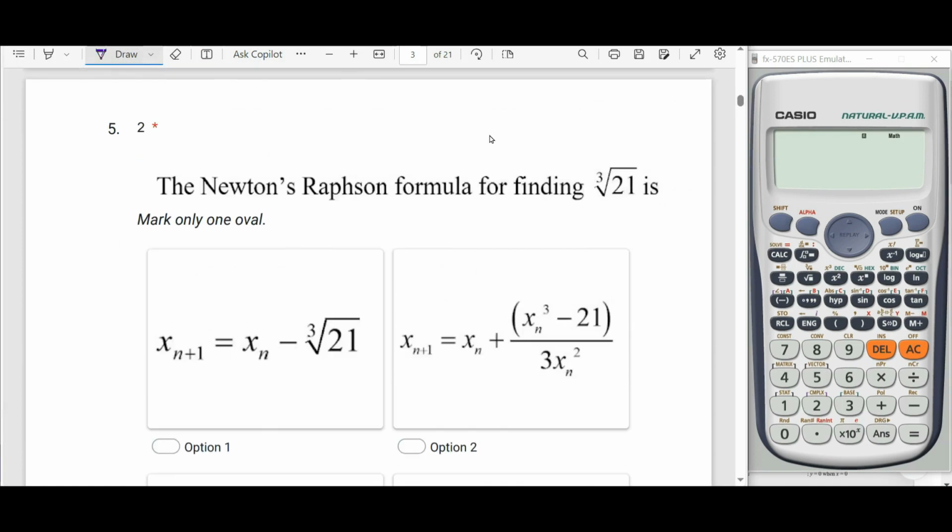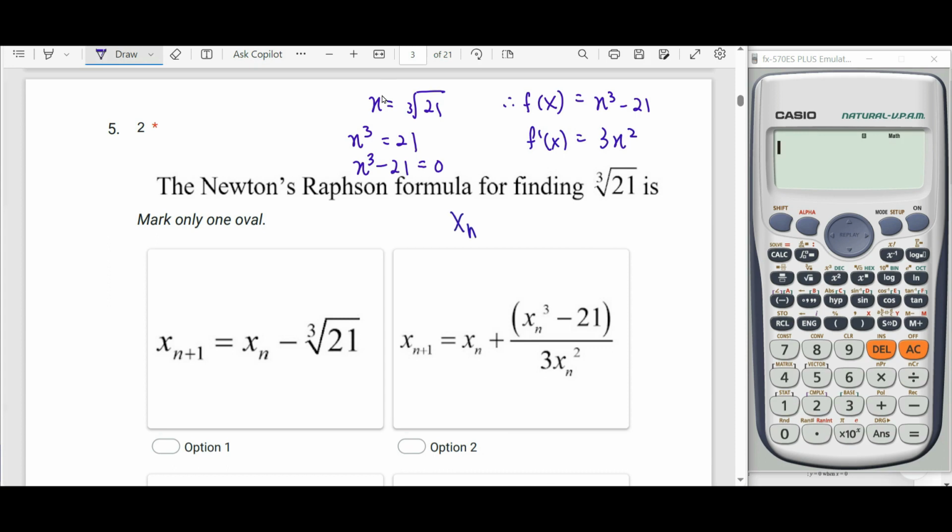Question number 2. We are finding the cube root of 21. So x equals the cube root of 21. To form our function, it has to be a polynomial function so that it will converge. So moving the cube root, it will be x cubed equals 21. Then move it to the left-hand side, minus 21 equals 0. Therefore, our function suitable to use in the Newton-Raphson formula will be x cubed minus 21. Differentiating this function gives us 3x squared.